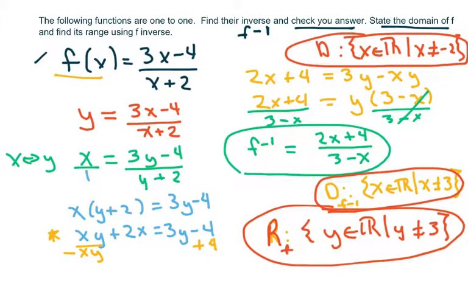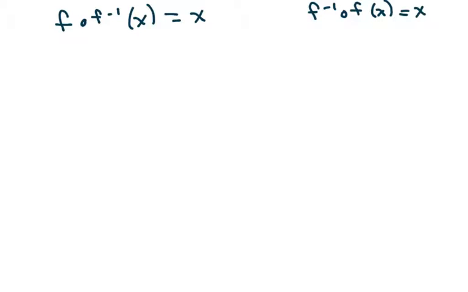Now all we have to do is to check the answer, which is some algebra. So basically, we're going to compose f with f inverse, and we're going to compose f inverse with f, and this all should equal x. Because remember, inverses reflect over the line y equals x. So if this works, then we got the right inverse.